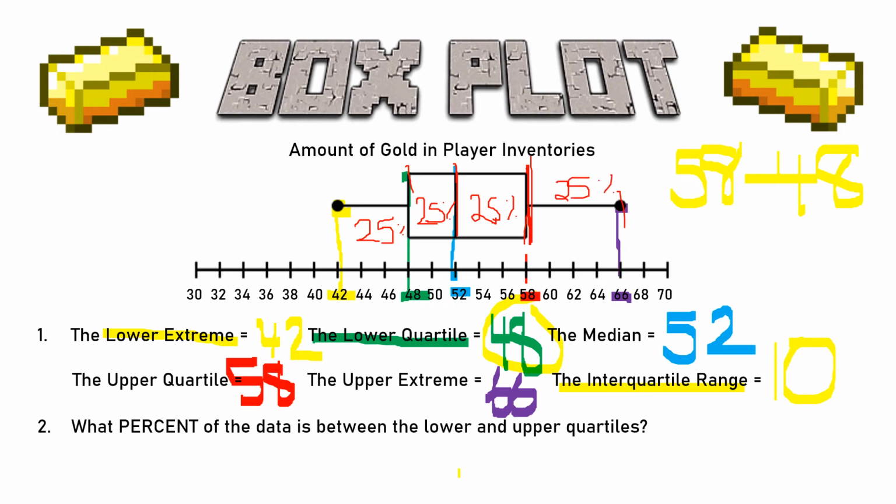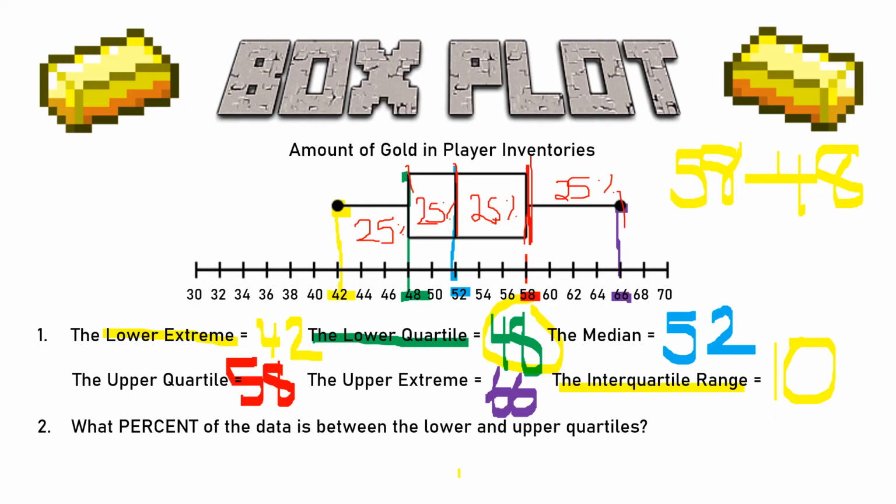Even if they look like one part is way bigger, for example, if this line went all the way down to here and the lower extreme was here, this part would still be 25% of your data. In this case, they all kind of look equal, but it doesn't matter. These pieces of information that we talked about in number 1 all deal with 25% of your data.